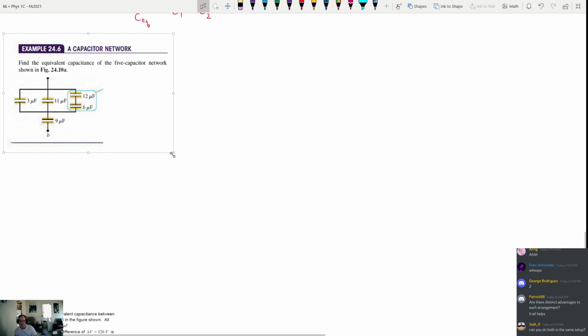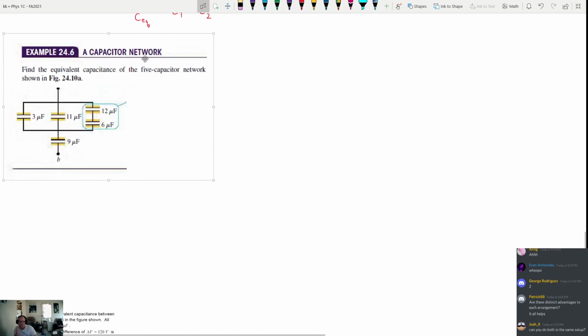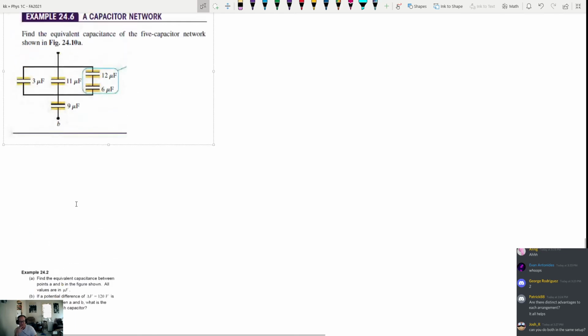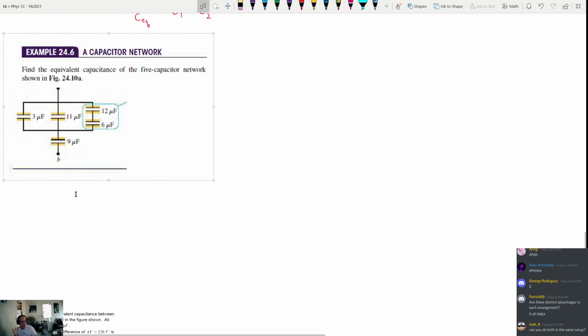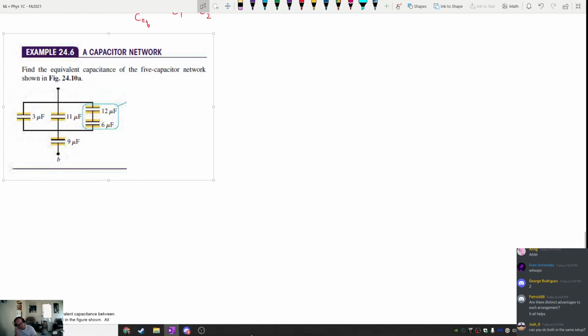So this problem says a capacitor network. What an amazing name for a problem. Find the equivalent capacitance of the 5 capacitor network shown in this figure. So we have a 12 microfarad, a 6 microfarad, an 11, a 3, all connected up like this. You'll notice this picture doesn't actually have a battery in it. This one doesn't either. So it's just the capacitors by themselves. And we need to find the equivalent capacitance of this setup right here.